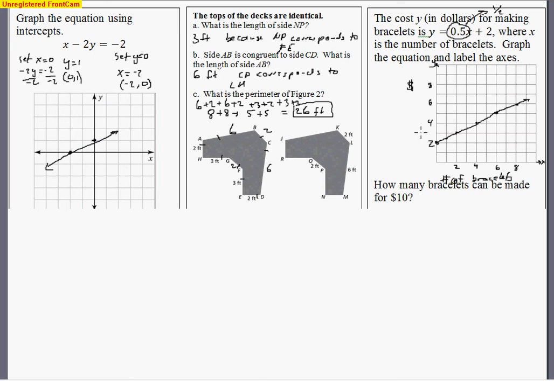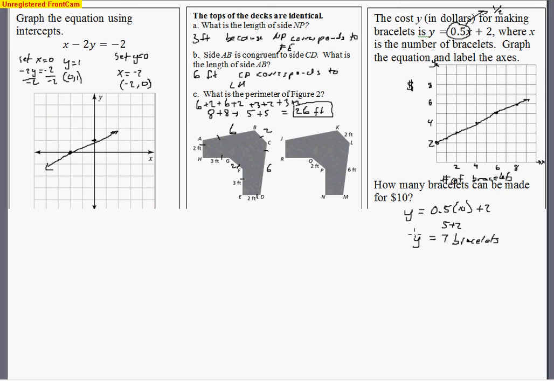Then they ask me how many bracelets can be made for $10. So I can substitute. That's one way to do it. So 0.5 of 10 plus 2. Well, half of 10 is 5 plus 2 makes 7. So 7 bracelets would be my answer there.